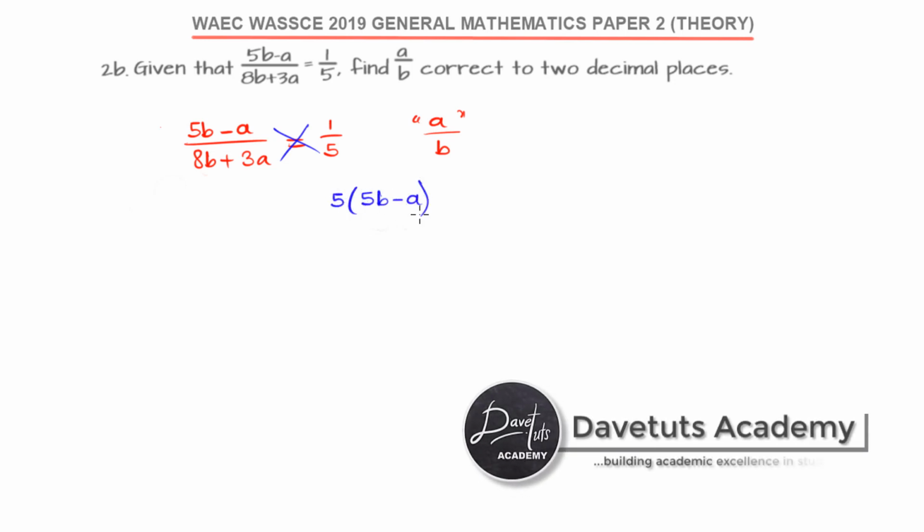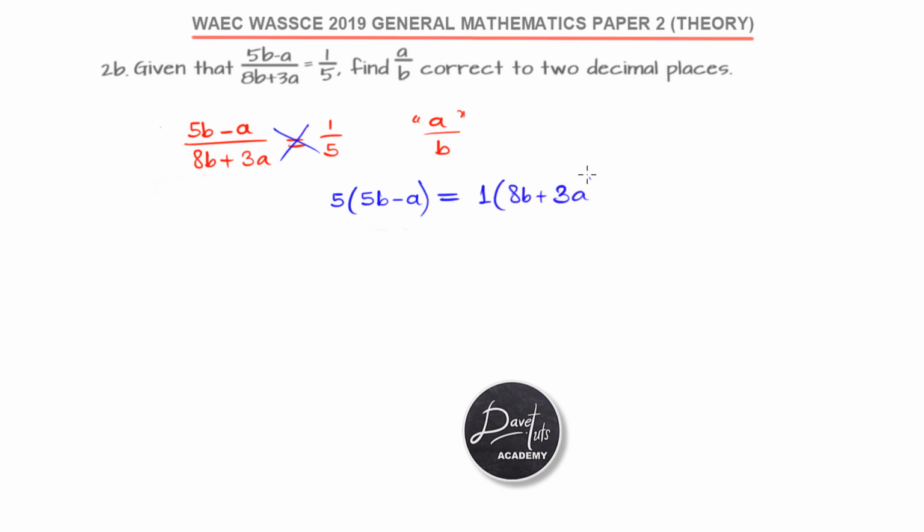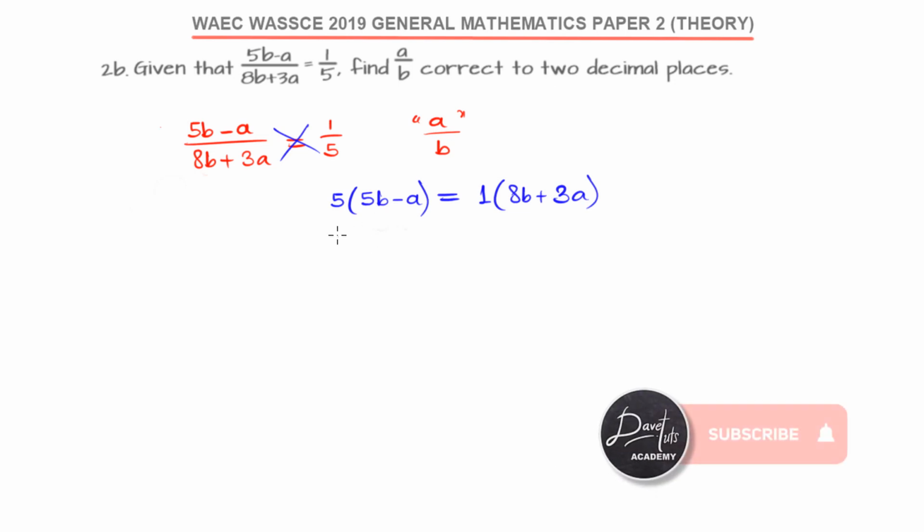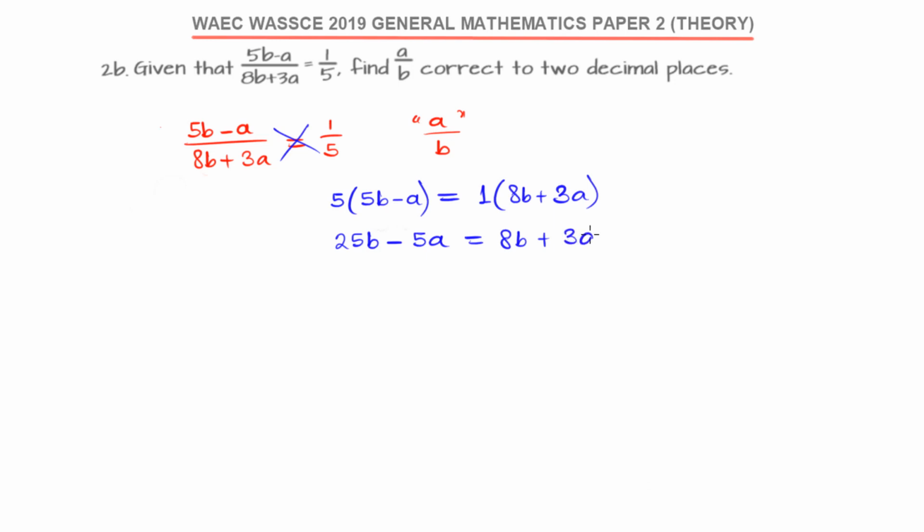So if you cross multiply, we are going to have 5 multiplied by 5b minus a is equal to 1 multiplied by 8b plus 3a. 5 multiplied by 5b is 25b. 5 multiplied by minus a is minus 5a. 1 multiplied by 8b is 8b. 1 multiplied by 3a is 3a.